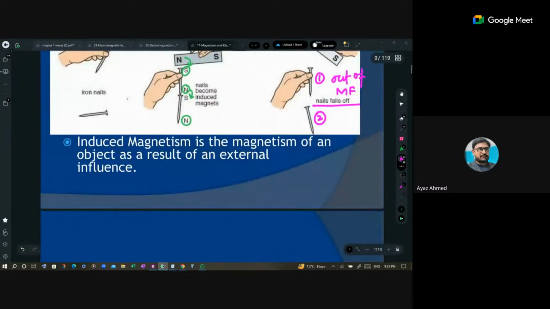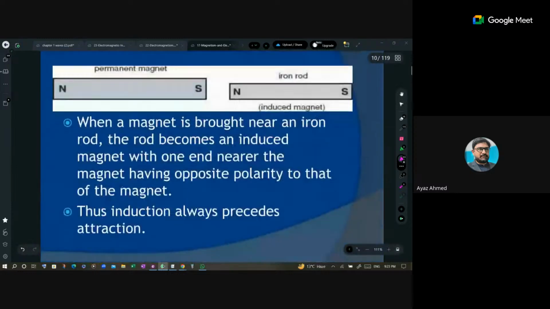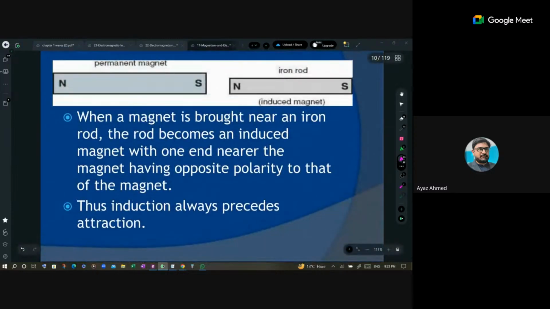So remember this thing, that induced magnetism is the magnetism of an object as a result of an external influence. When it is in the magnetic field, it will behave like a magnet. Now there is a permanent magnet, then an iron bar is there. When an iron bar is brought closer to the permanent magnet, it would create opposite pole on the nearby side. For example, this is your south pole, so end x of the iron bar would create the opposite pole, and end y would have the like pole. That's why it would be attracted.